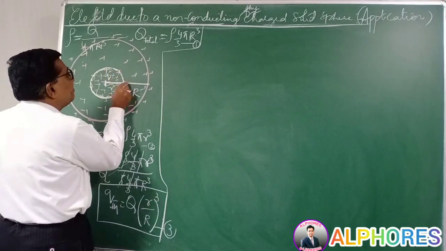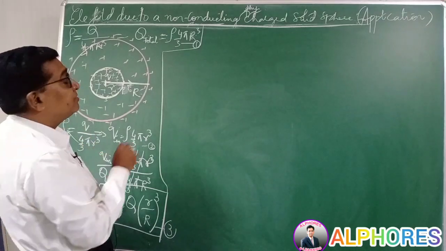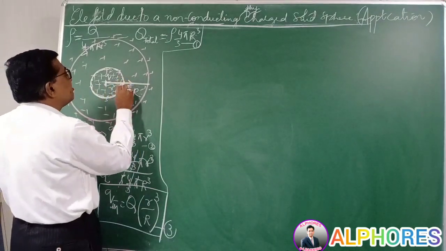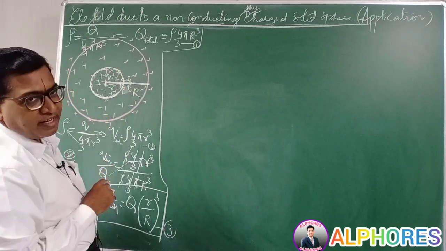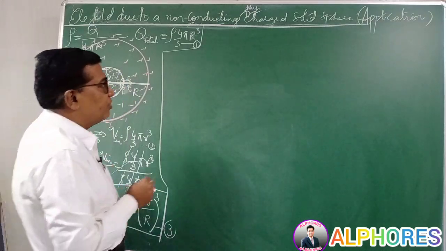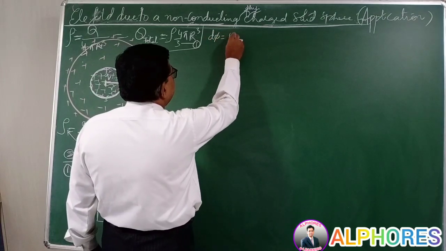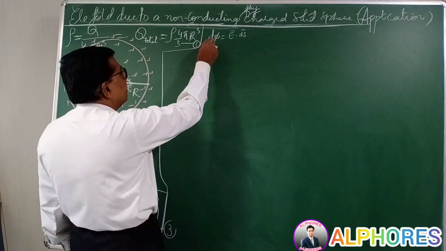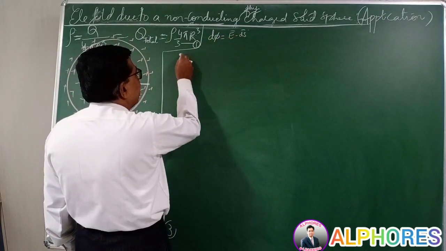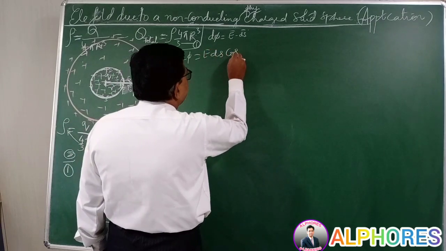Now let the electric field here be some E bar. At that point, imagine a small area element ds. Well, we know the small flux through the small area element, d phi, is E dot ds. Then integrating, applying vectors, d phi is equal to E ds cos of the angle.